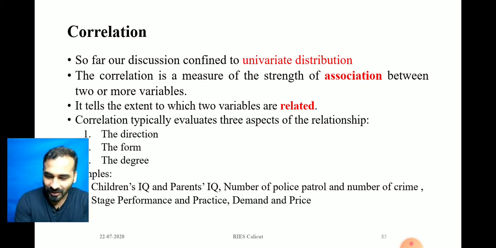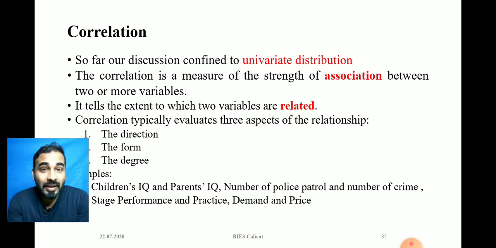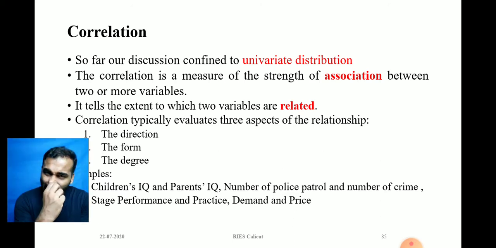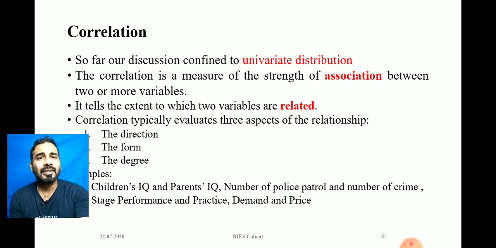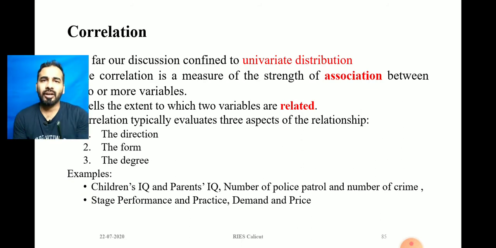Correlation, as you know, is one of the very simple ideas in statistics, but it is most widely used in almost all the branches of science, especially in research. So far our discussion was confined to only the univariate distribution, where we deal with a distribution with only one variable.